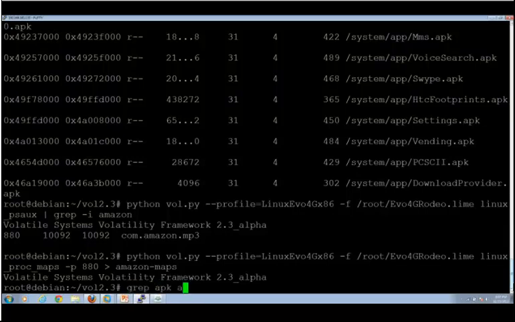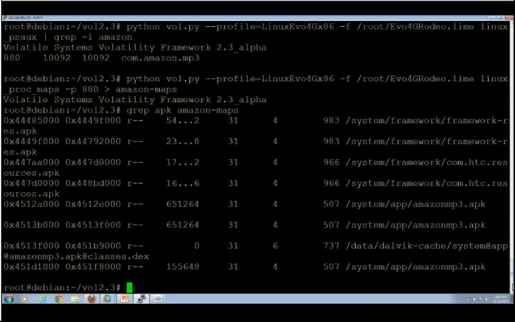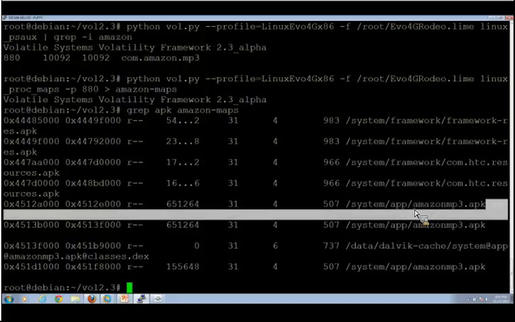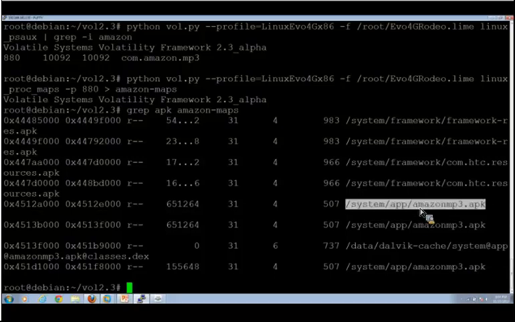So again, if we grep APK on this, we see that the only thing there is the framework and then the Amazon APK, right? Because it's the Amazon app, that's all it needs to operate. It needs the framework, which is all your base Dalvik Java classes. This is your HTC specific information, and this is your actual application that you ran. The whole point of this was to show that without understanding how Dalvik works, you're going to get confused, or you're going to get the wrong results.